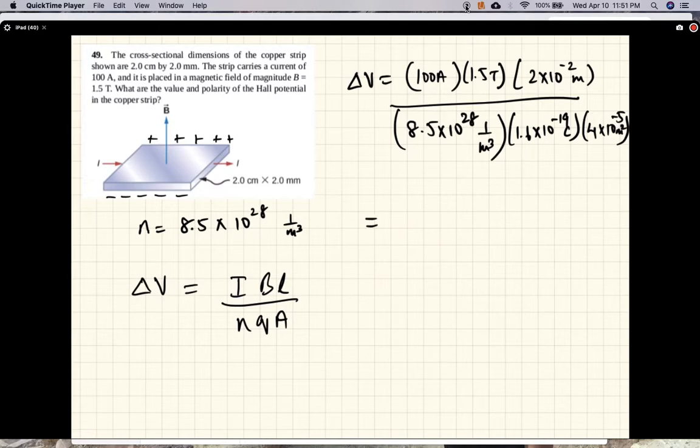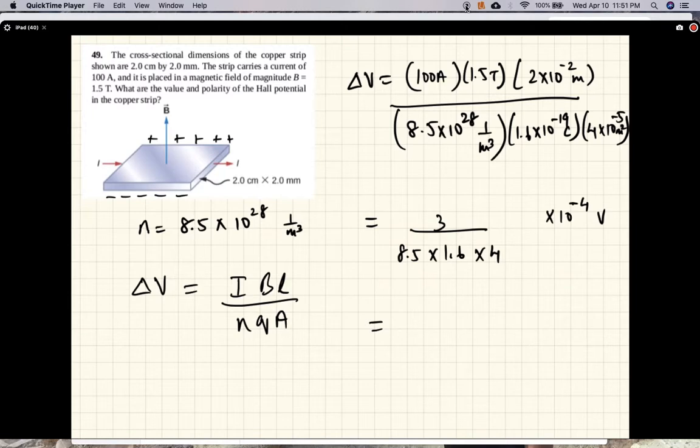All right, let's take care of powers of 10. This gets killed by that, so 28 minus 19 is 9, and that's plus 9, and then minus 5, that's 4. And we'll bring that down, so 10 to the minus 4 volts. That's 2 times 1.5 is 3. 8.5 into 1.6 into 4.